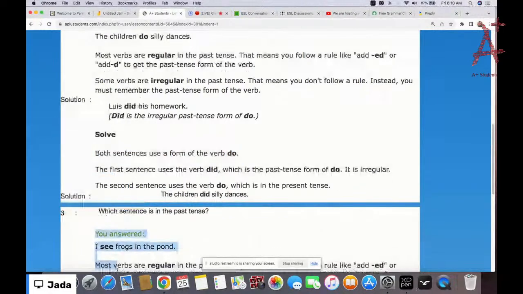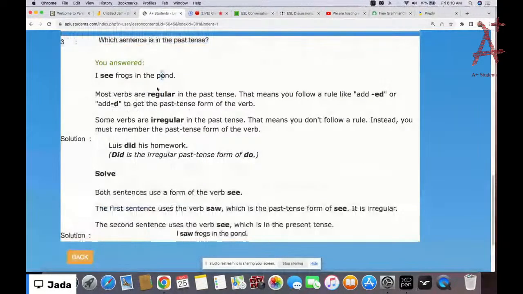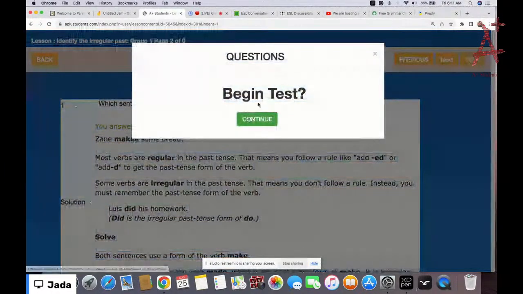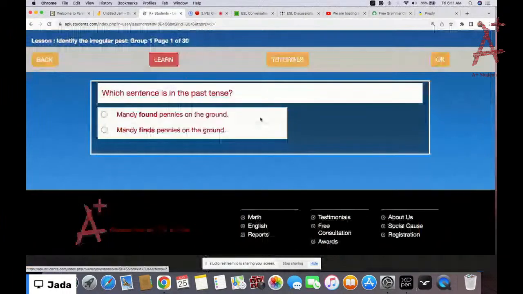All right, so now I see frogs in the pond. See is the present tense. Now what's the past tense? It's gonna be I saw frogs in the pond. And see and saw also, it's not regular. Okay, it's not the regular past tense. It's irregular because see saw this. Okay, so we'll move on to the test now. That's basically everything for this part. Okay, that's what it's saying, how to identify the irregular past tense.